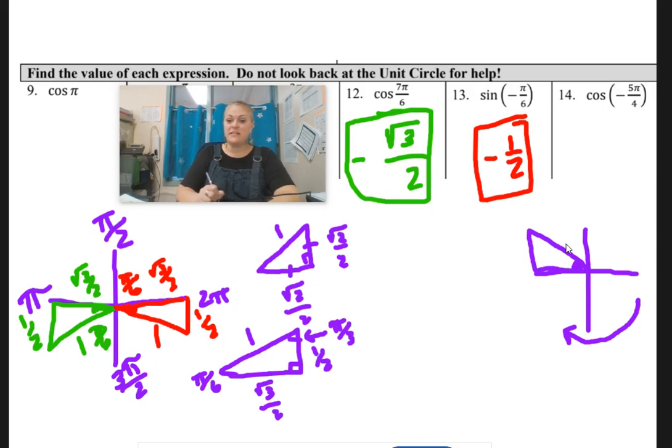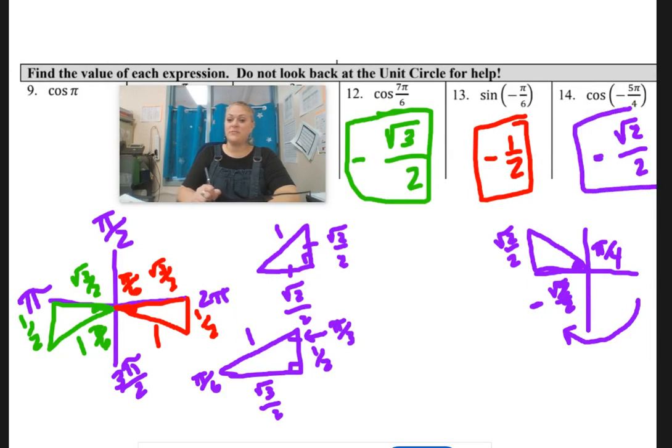So this reference angle is 1/4, pi over 4. And because it's a special right triangle that is isosceles, it's going to be square root of 2 over 2, square root of 2 over 2. And so my answer is going to be square root of 2 over 2. But you have to figure out the sign. So I'm talking cosine, so that is this adjacent side, which is going to be negative. So I have negative square root of 2 over 2.